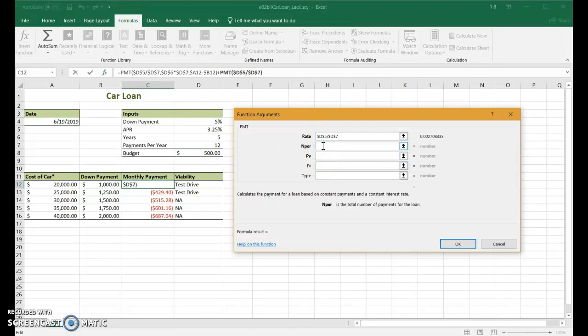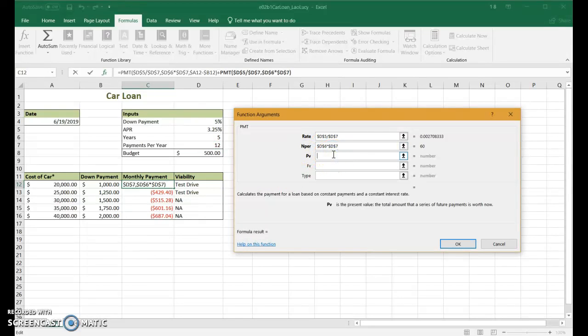Now, this part is going to be the total number of payments for the loan. So we know it's 5 times 12, so we know it's 60 payments. We can type in 60, but for this example, we're just going to use the absolute amount for D6 times the absolute amount for D7.